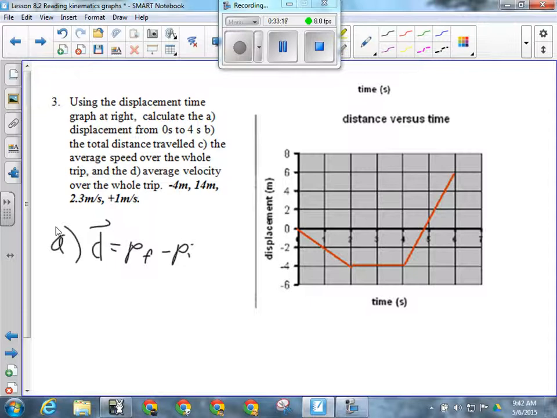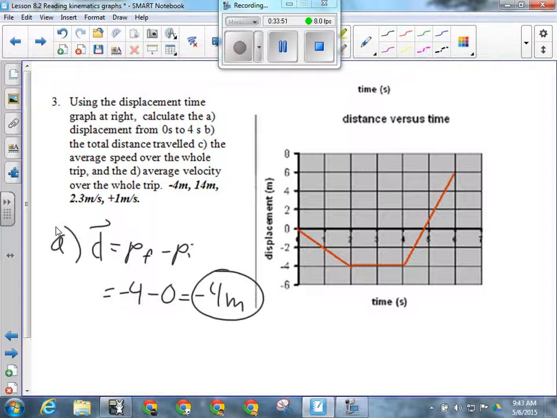What I see people do, and it's the people who memorize things, they memorize that it's area underneath the line, but not for this kind of graph. And so they make that mistake. All right, so I've got my final position here being, from 0 to 4 seconds, my final position is negative 4. And my initial position is 0. So my total displacement from 0 to 4 seconds is negative 4 meters. Everyone all right with that?